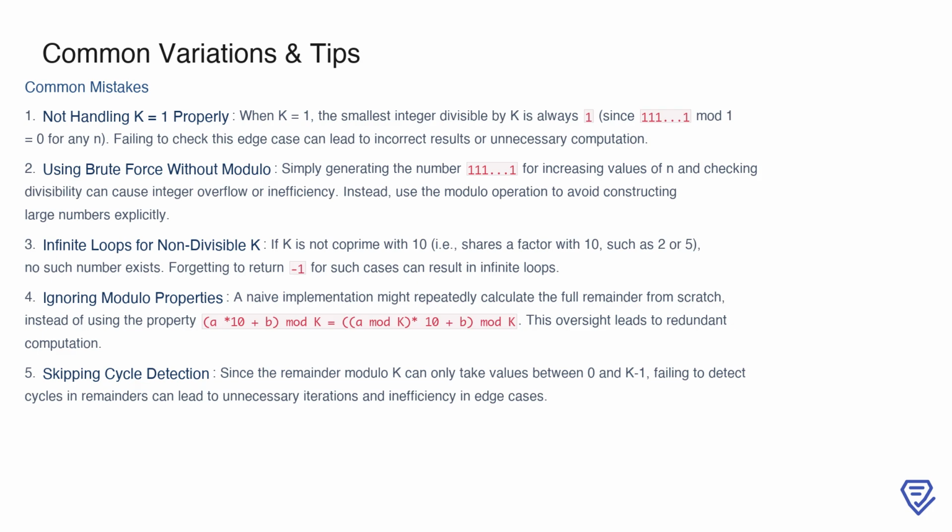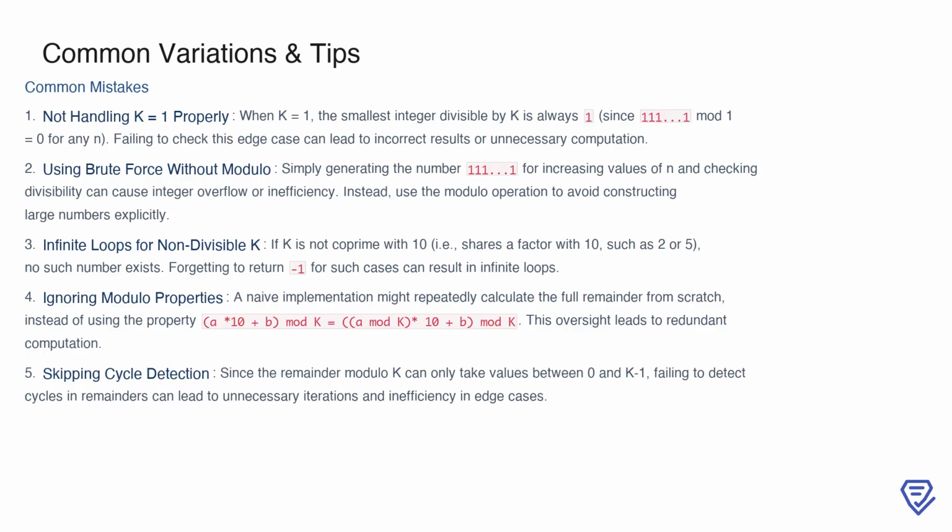Next, using a brute force approach to generate the actual number 111..., for increasing values of n and checking divisibility is highly inefficient. This can result in integer overflow as the number grows exponentially and wastes computational resources. Instead, leveraging the modulo operation allows you to work with remainders directly, avoiding the need to construct large numbers.